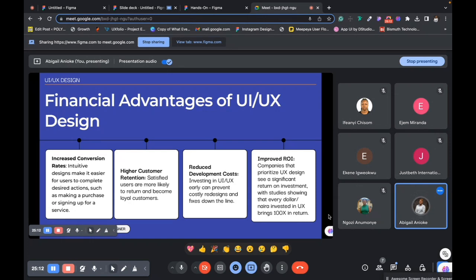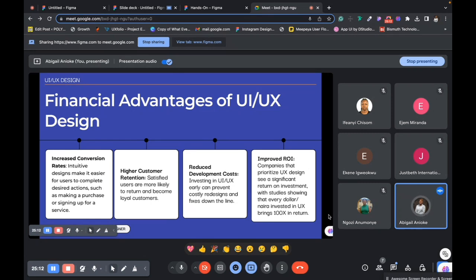So yeah, higher customer retention. It reduces development costs. Now, this is one other very important thing. Way back, maybe the 19th century or 16th century, people just built products without the UI or the UX. This is where companies or product owners reach out to developers: I need this. I want users to go here. I want users to do this. And at the end of the day, when the developer is done and it's presented to the product owner, they say, no, this doesn't look like it.